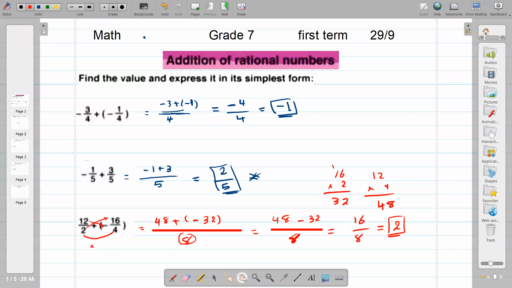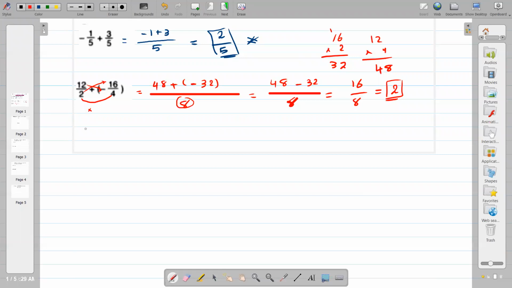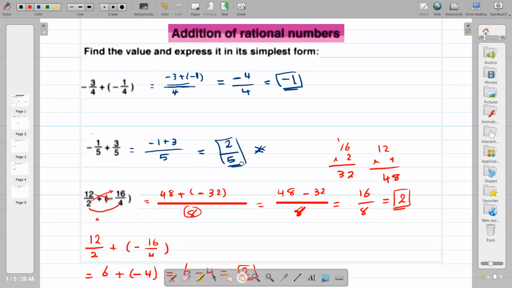Now, there is another solution for this. 12 over 2 plus -16 over 4. 12 is divisible by 2, so 12 divided by 2 is 6, plus -16 divided by 4 is -4. So the result is 6 minus 4, which is 2. So you can use any way you need to solve the problem. There are many ways to solve the problem.